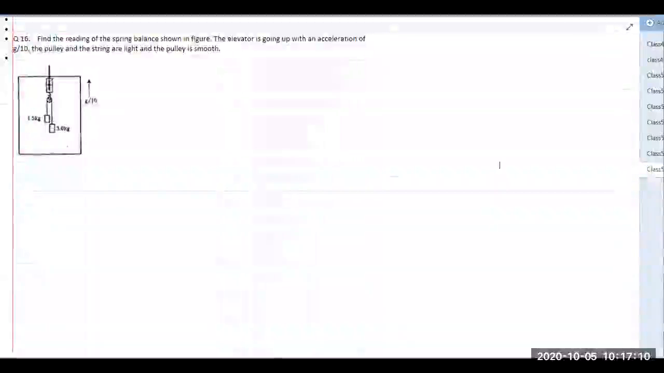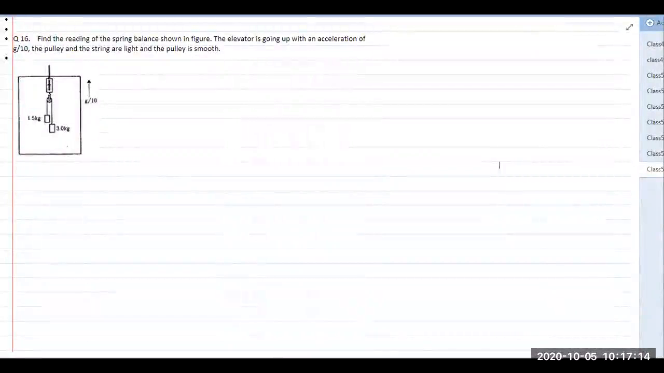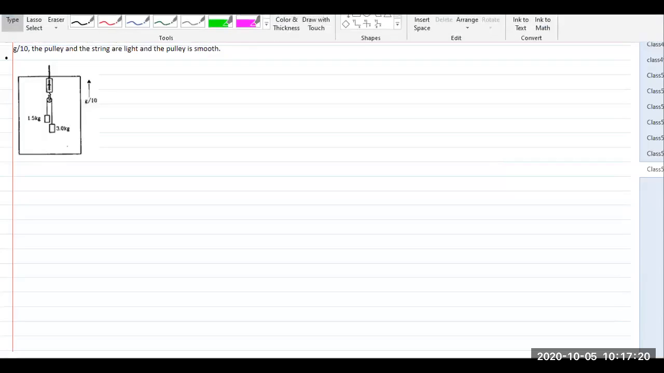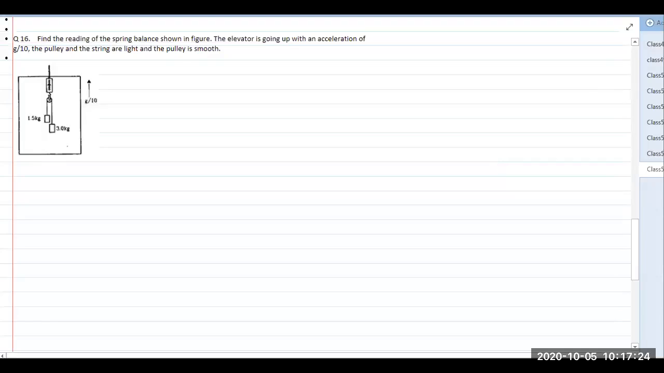Let's solve this question, which is also based on pseudo force in vertical direction. All the questions we have discussed till now are in the vertical direction. So, pseudo force in vertical direction. Okay, so what is the question here?